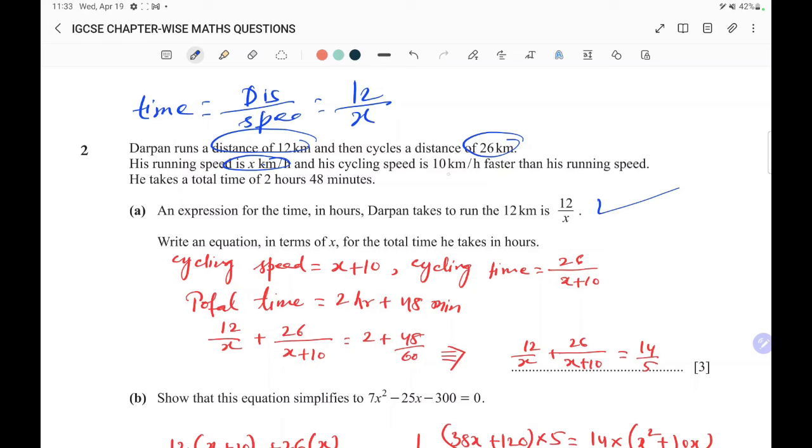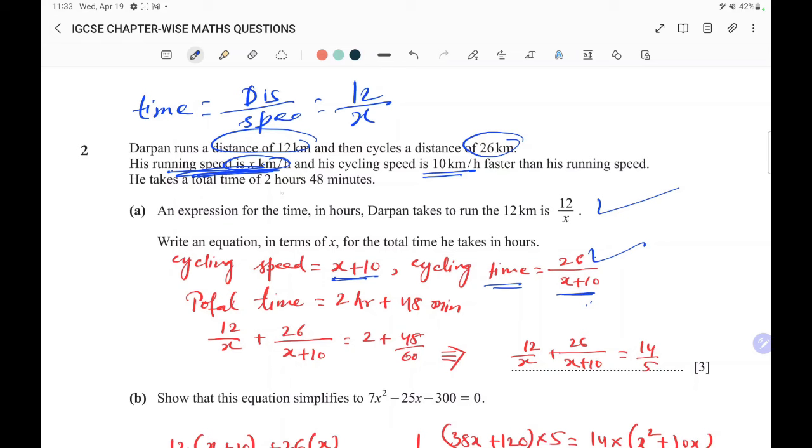Now the cycling speed is 10 kilometers per hour faster than the running speed. Running speed is x, so the cycling speed will be 10 faster than that, so x plus 10, right? So the cycling time will be distance over speed. The distance for cycling is 26, and the speed is x plus 10, right?